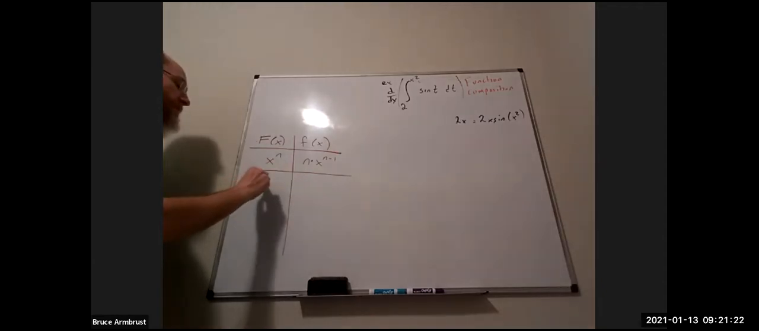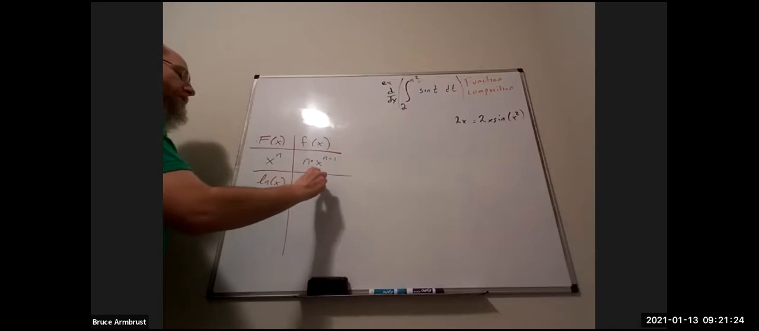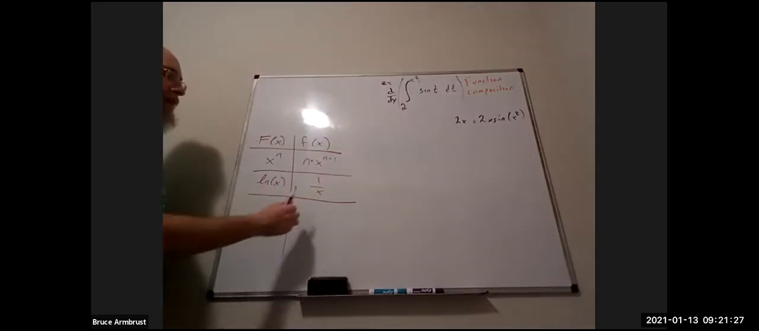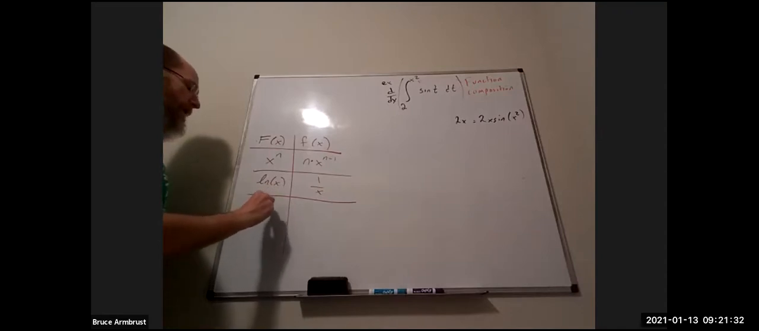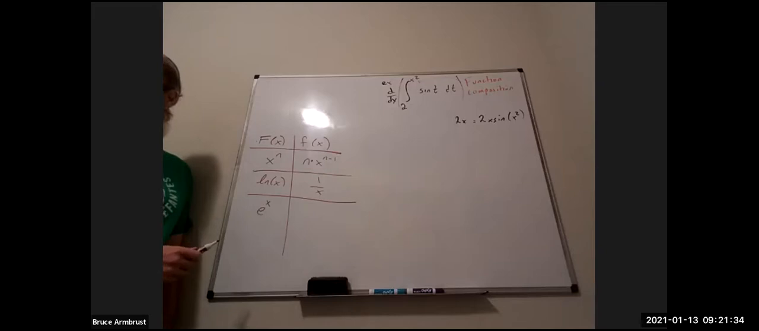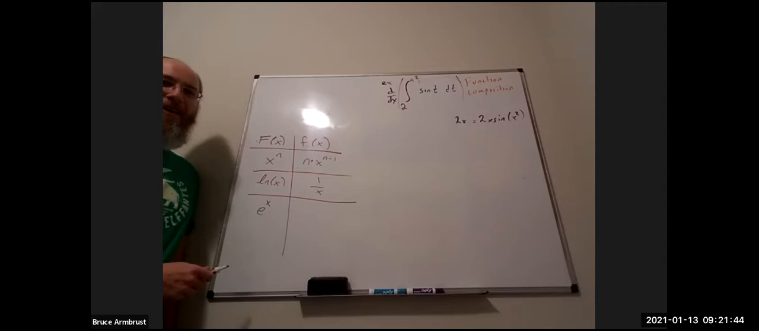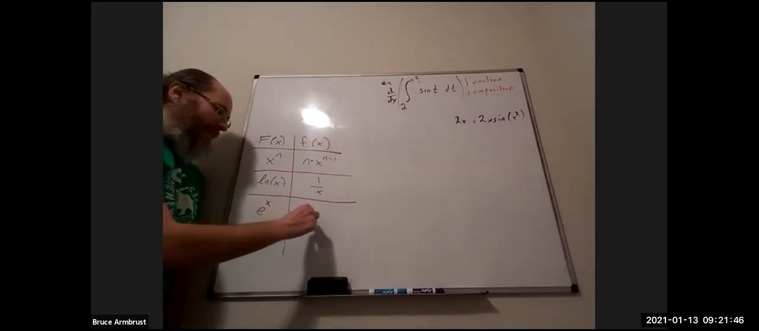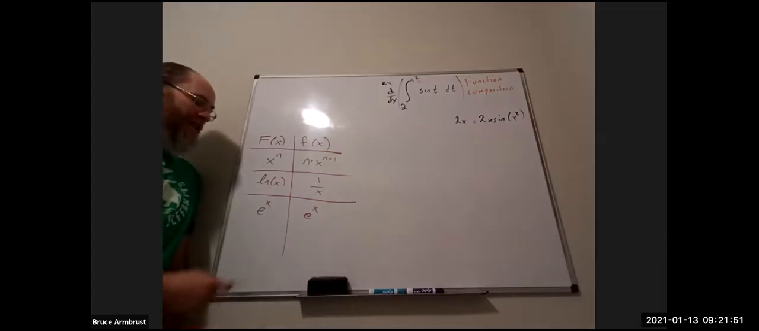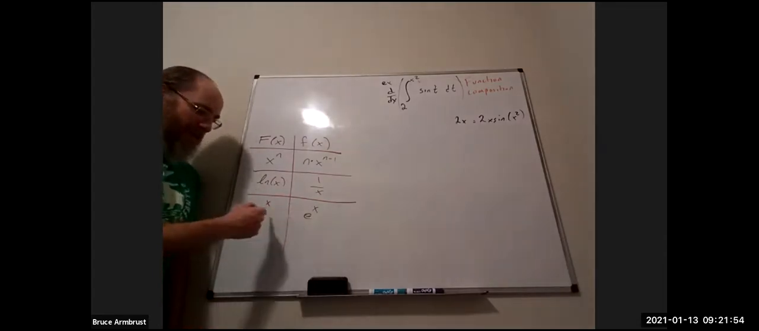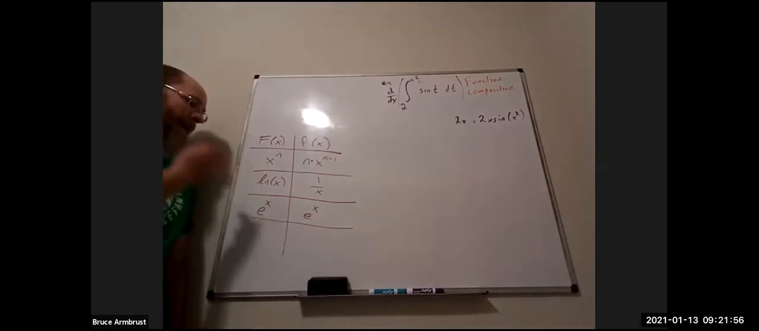So other functions to know. Natural log of x. Its derivative is 1 over x. So when we integrate 1 over x, we get natural log. How about e^x? Anyone remember the derivative of e^x? Yeah, this is the easy one that everybody starts throwing. It's just e^x. So e^x is like the best function ever. You differentiate it, you get e^x. You integrate, you also get e^x.